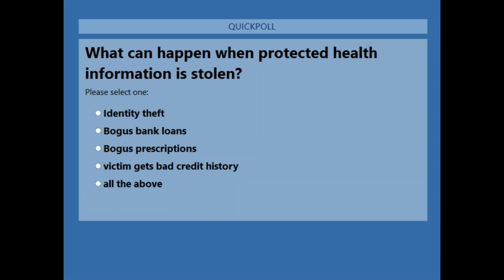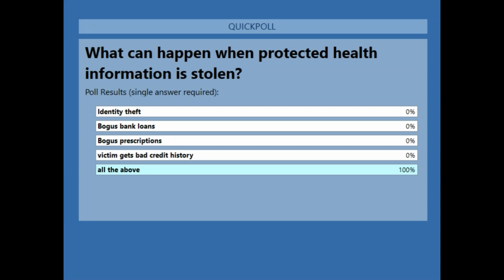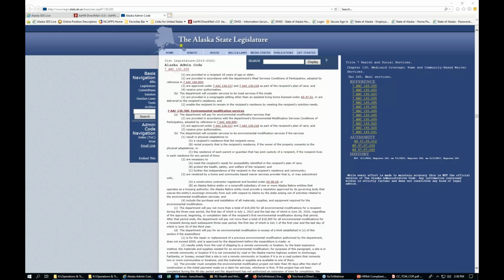Yep. I thought that was unusual to know as well, that the protected health information was so valuable out there. It's replaced credit cards and all that. And you are correct, all the above.